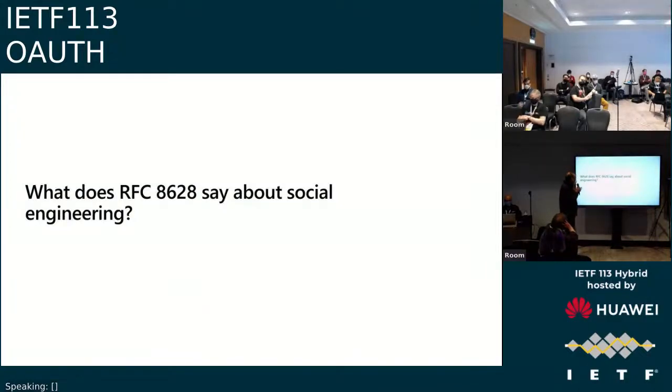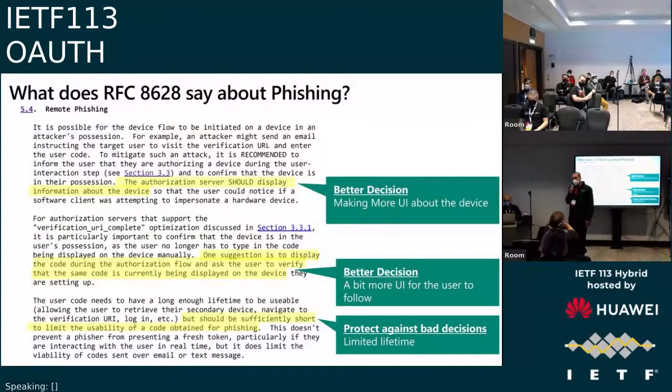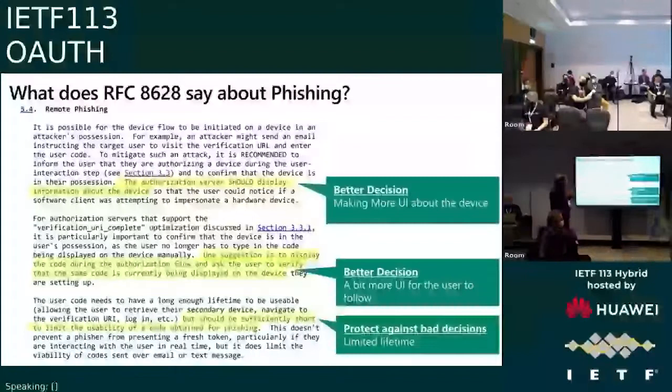So, of course, RFC 8628 isn't silent about this. This was something that was considered. So next slide, please. So this is the entire section on remote phishing. And really, I'm going to summarize, right, two recommendations around better UI, so that there is some acknowledgement there. And then there is something that says, okay, if you made a bad decision, to limit the risk, just limit the lifetime of the tokens, right? So that it's not a forever problem. And so that's the extent of what we're recommending for protecting against phishing right now.